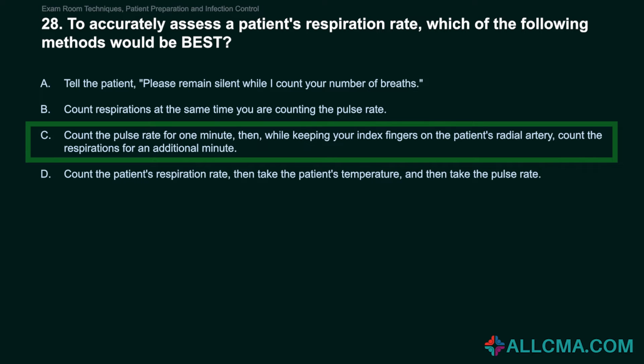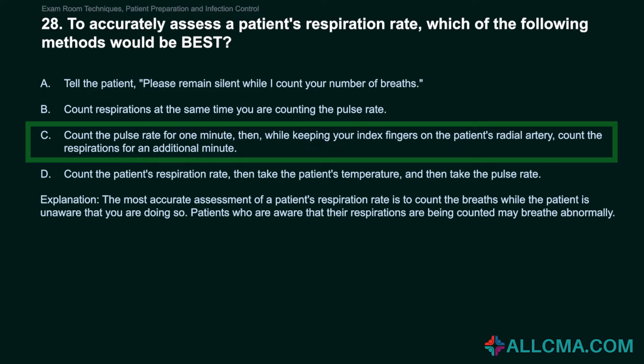Correct answer, C. Count the pulse rate for 1 minute, then, while keeping your index fingers on the patient's radial artery, count the respirations for an additional minute. The most accurate assessment of a patient's respiration rate is to count the breaths while the patient is unaware that you are doing so. Patients who are aware that their respirations are being counted may breathe abnormally.